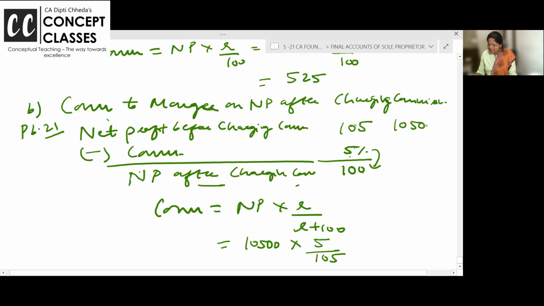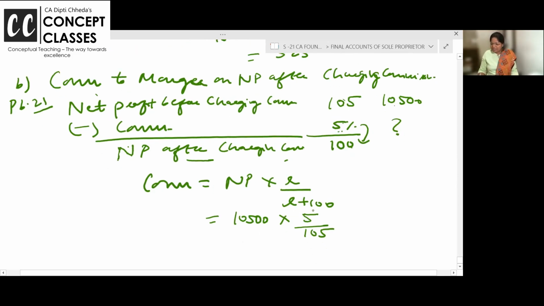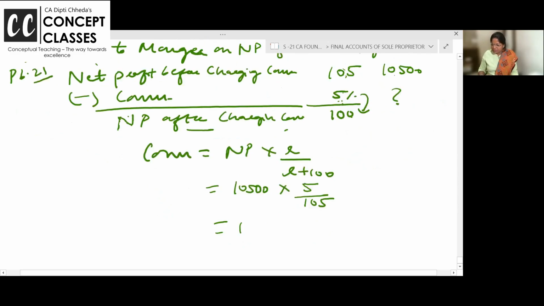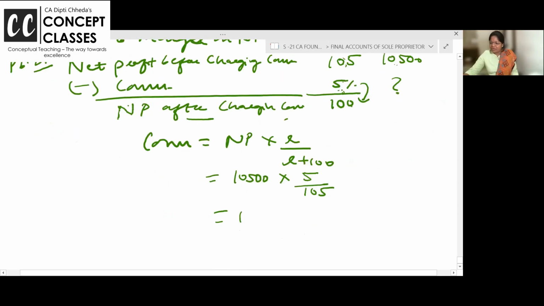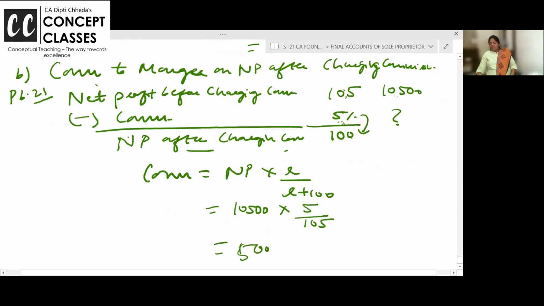Now, suppose this is 10,500. So in 105 the commission is 5; in 10,500 how much? The formula was not given, or rate upon rate plus 100. In 105, 5 is commission; in 10,500 how much? So 10,500 into 5 divide by 105. Look, how much is it? 500. 500 is the commission. You can write it like this and you are getting exactly the net profit after charging commission of 10,000, and on that if you take 5% it is coming correct.